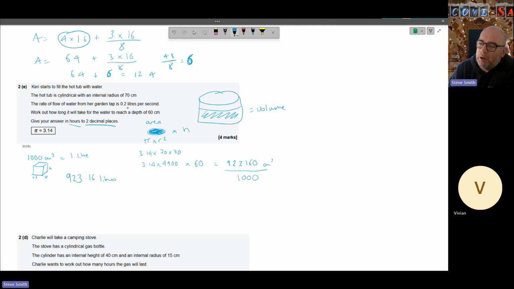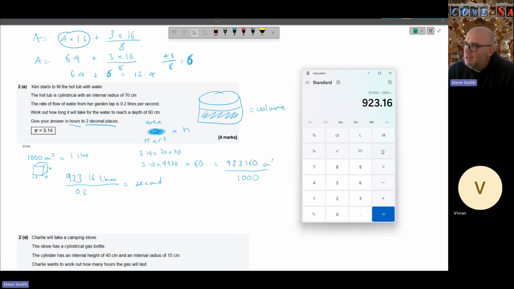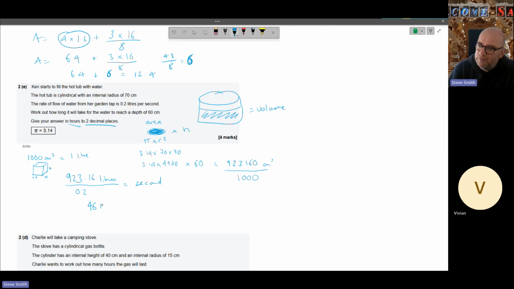Okay, it fills up at 0.2 liters per second. So if we divide this number by 0.2, it's going to tell us our seconds. If you think about the whole distance, speed, time thing, we've got the whole volume here divided by the speed equals the time. So our number divided by 0.2, that's seconds. So we can see it takes 4,615.8 seconds.